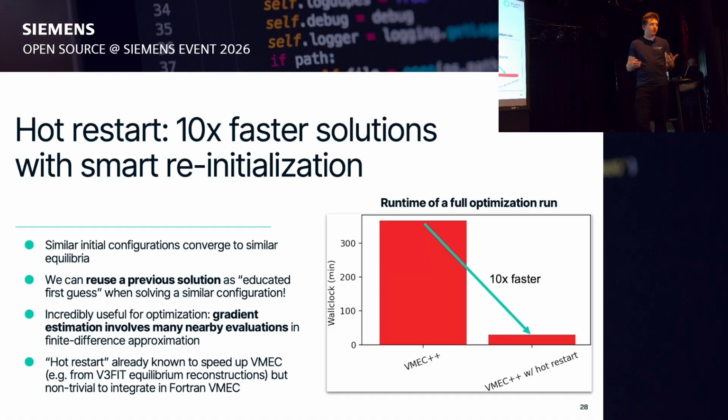And this was then also easy with VMEC++. I gave up after 2 months of trying to do that in the Fortran code base because I simply couldn't figure it out. And here you see the runtime reductions from the normal every-run-from-scratch implementation of an actual optimization problem down to like 1/10 of that if you use this hot restart feature.